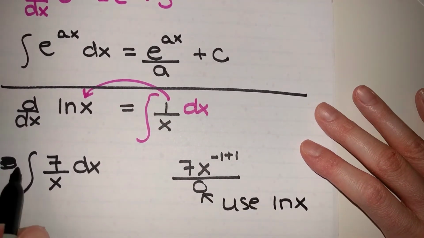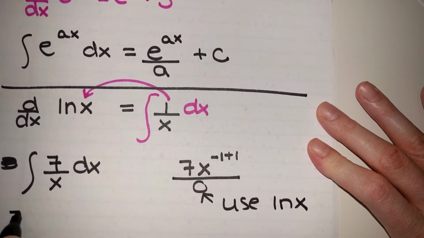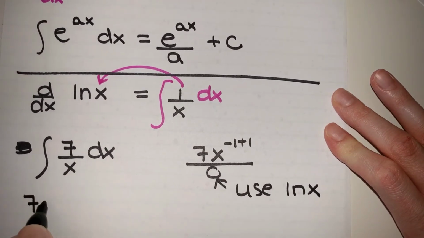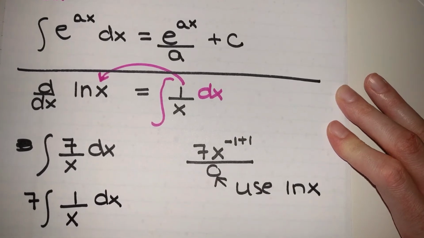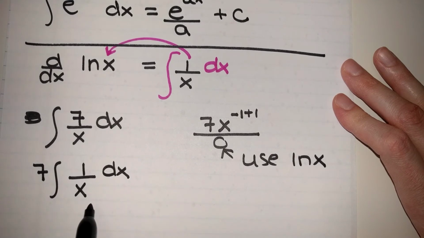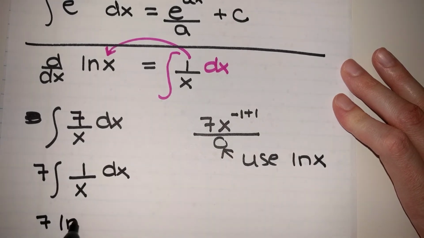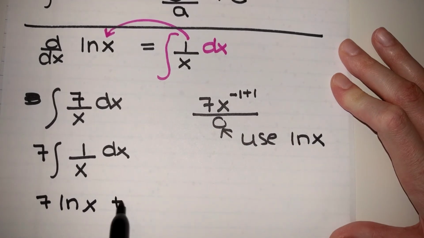So what will happen with the 7 over x is that you can take the 7 out in front of the integral if it helps you to see this. And when you do that, you're left with 1 over x dx. And then this 1 over x becomes the natural log of x when we take the antiderivative. And then we add the plus c.